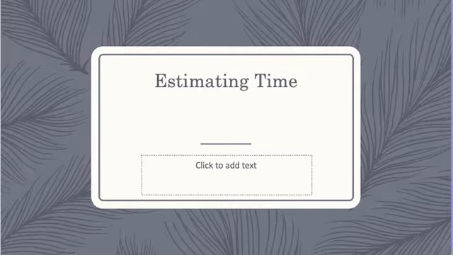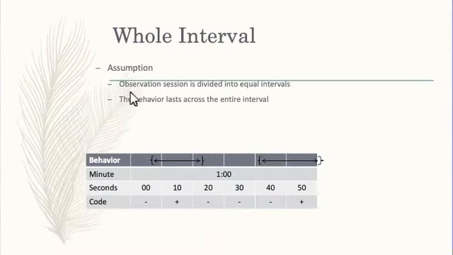So when we estimate time, we can have whole interval recordings, which means the observation session is divided into equal parts. The behavior lasts across the entire interval. So we have 1 minute here, and we have 0, 10, 20. So 1 minute goes all the way to the end. If we're doing 10 seconds, we would expect that the behavior would last across the entire interval. In order to flag it as happened, it had to happen from the start of the interval to the end of the interval. This isn't a very often used method.